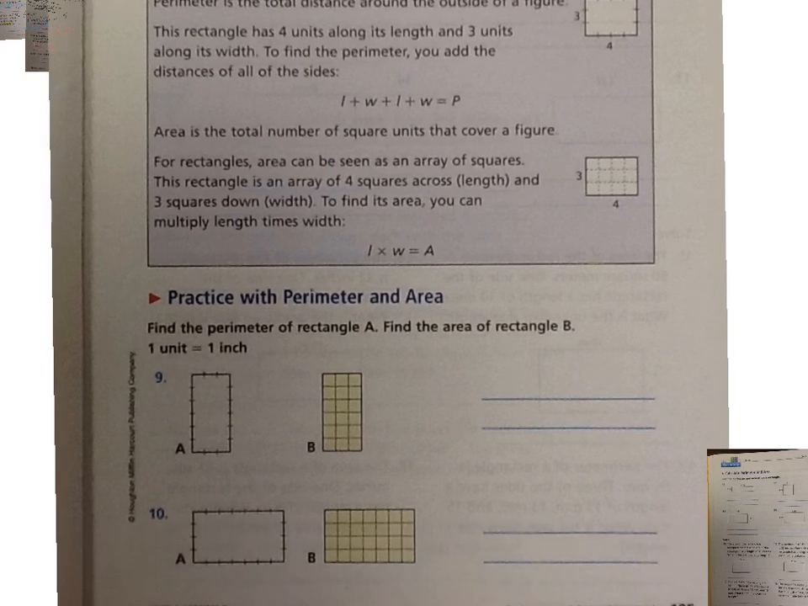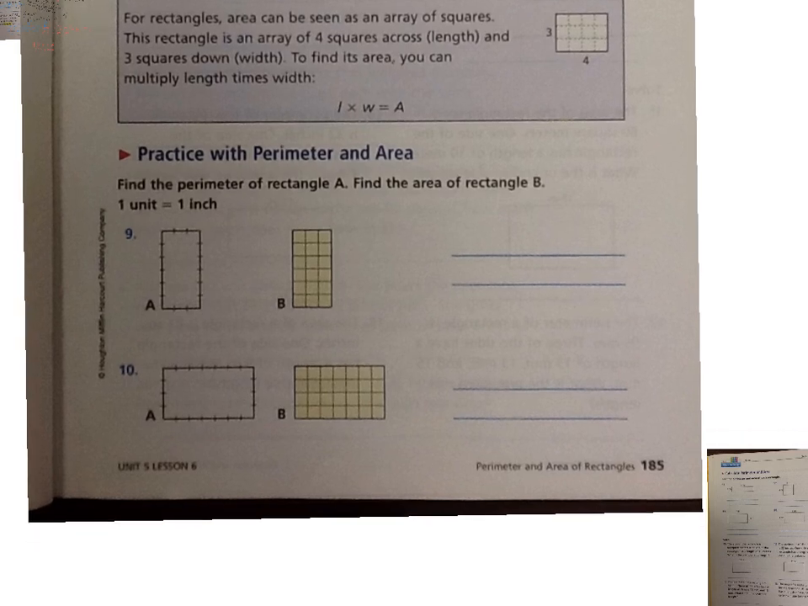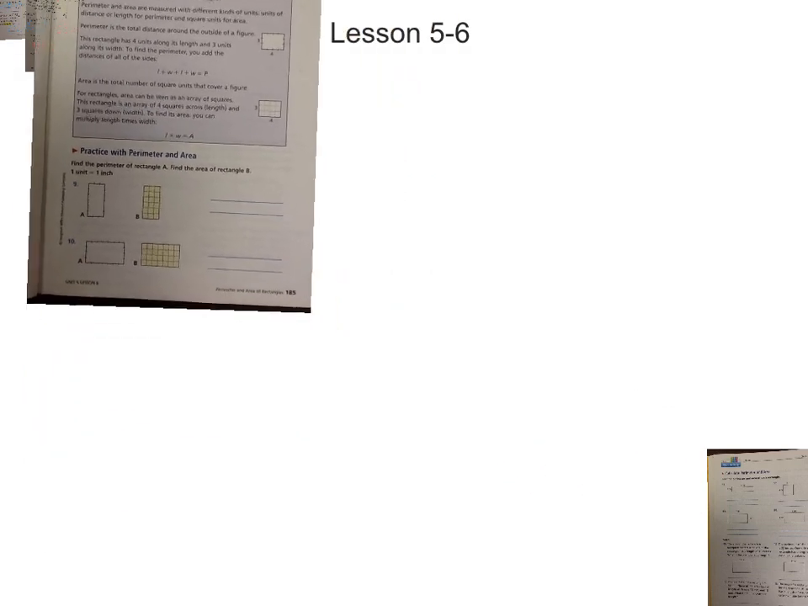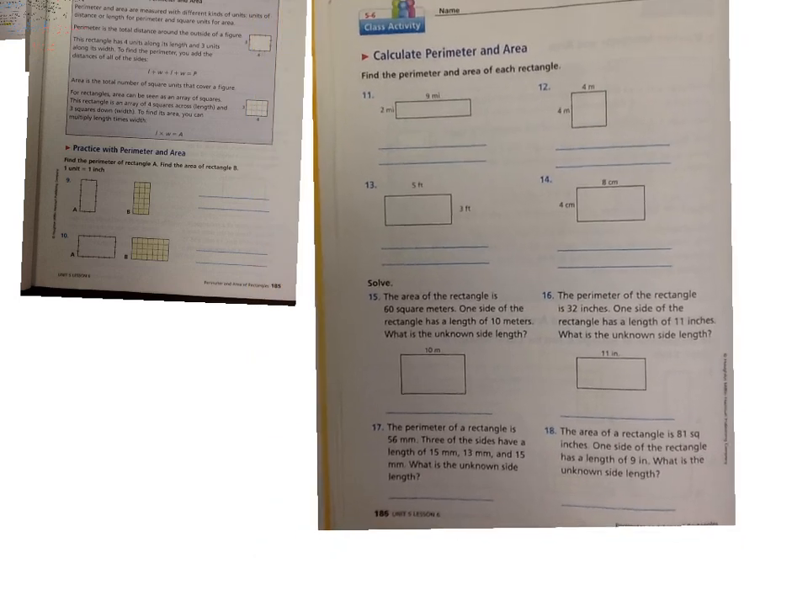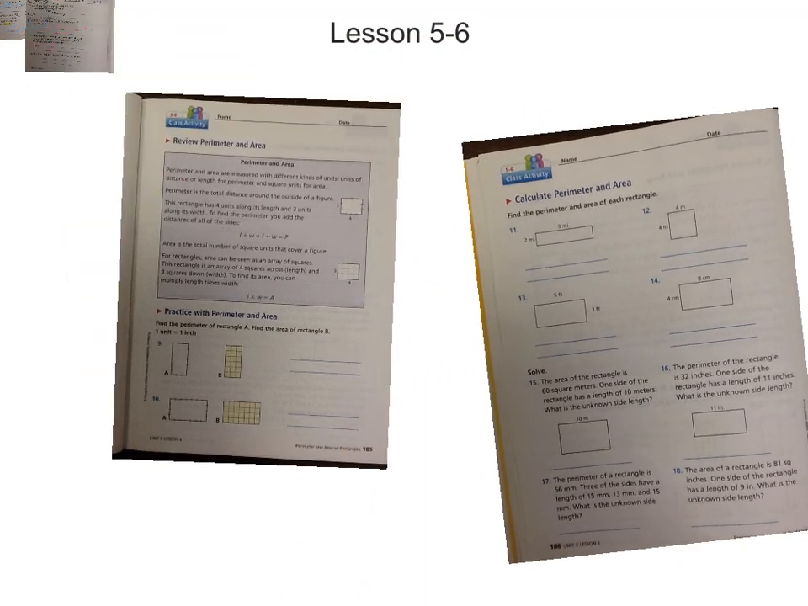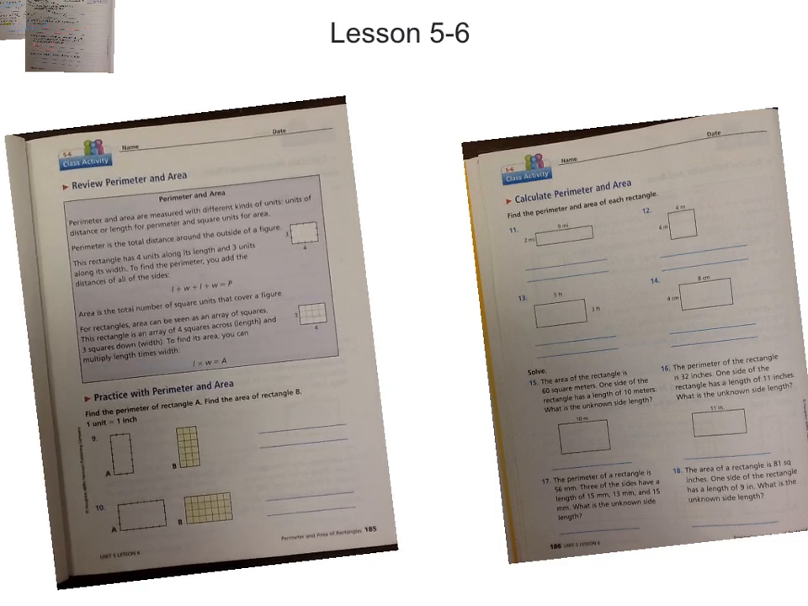Pretty simple there. So what I want you to do is find the perimeter of A and find the area of B on these two. And then I want you to work on the next page on your own, and we'll touch base with it in small group.